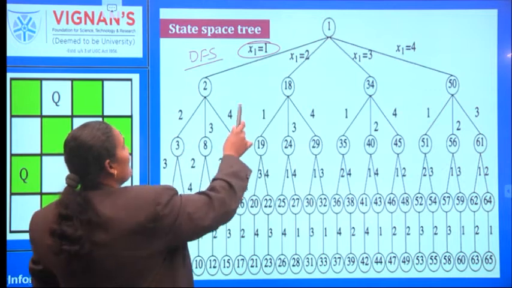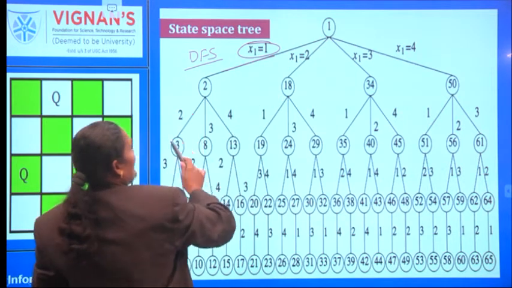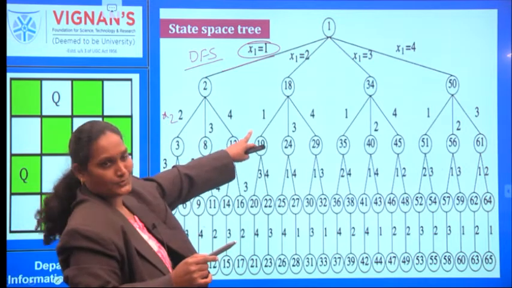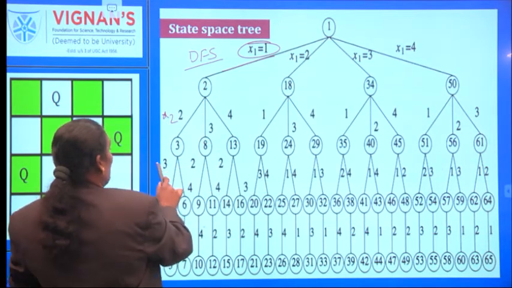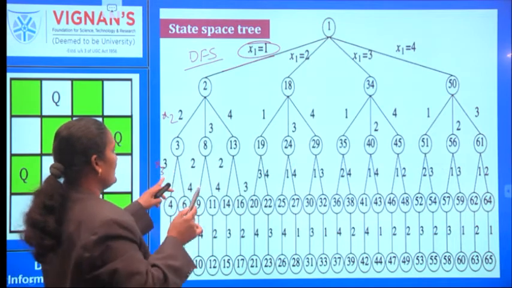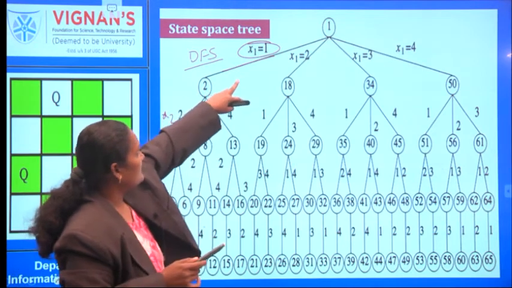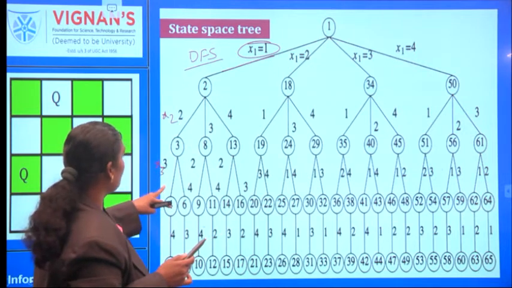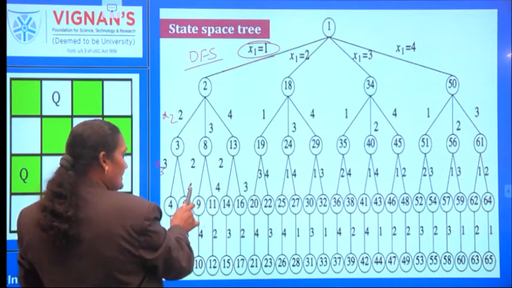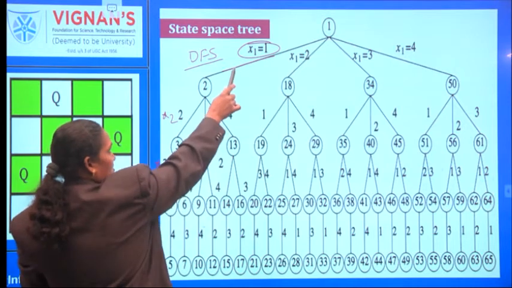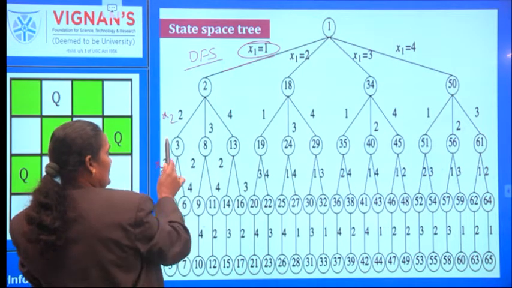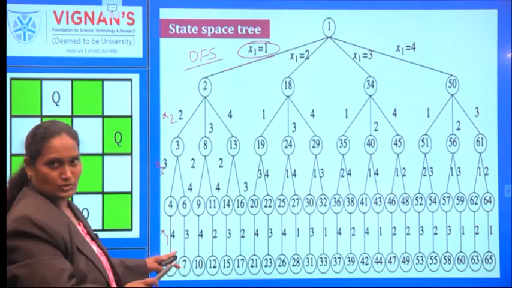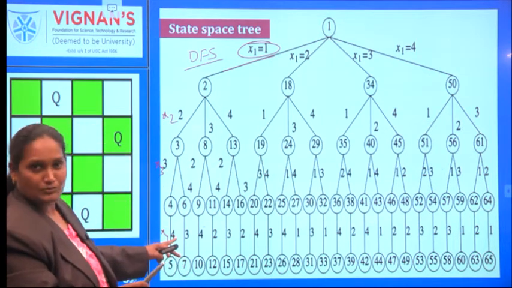Suppose, for example, I placed the first queen in the first place. What are the possible positions for the second queen? 2, 3, 4. Now, the third queen. What are the possible positions for the third queen? If I placed the first queen in the first row and the second queen in the second row, the possible positions for the third queen are the third row and fourth row. Now, if I place the first queen in the first row, the second queen in the second row, and the third queen in the third row, the fourth queen can be placed in the fourth row.